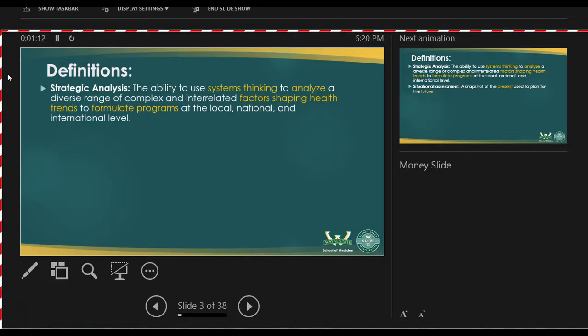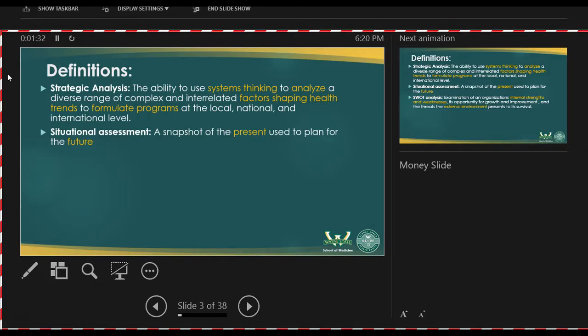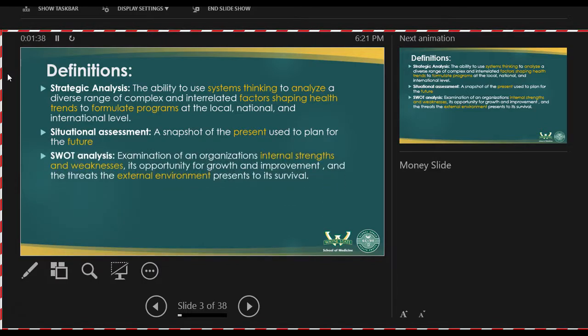Definitions. I like Jeff's definition better than this one, but this is the WHO one, so they obviously made it more complicated. Strategic analysis: the ability to use systems thinking to analyze a diverse range of complex and interrelated factors shaping health trends to formulate programs at local, national, and international levels. So basically, it's a snapshot of the present used to plan for the future. It's basically systemic analysis, very similar to what strategic analysis is.